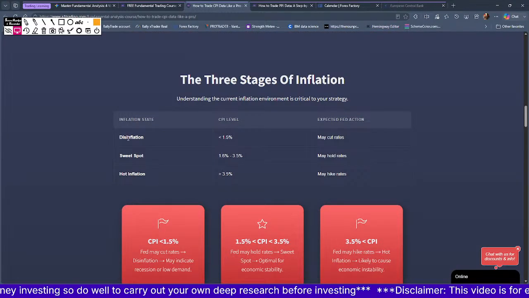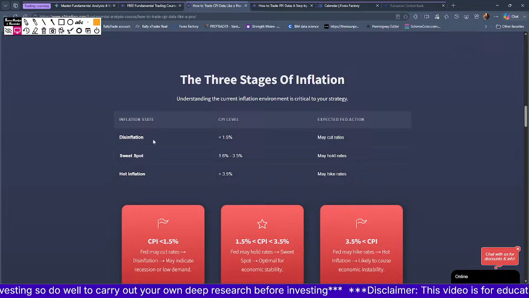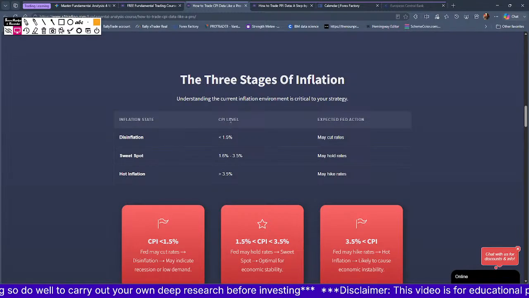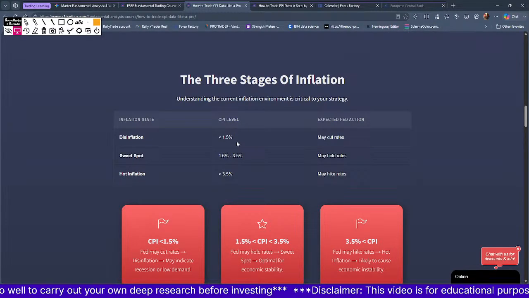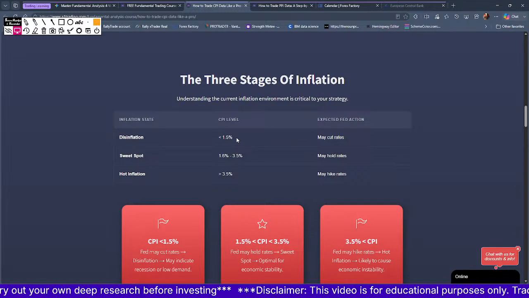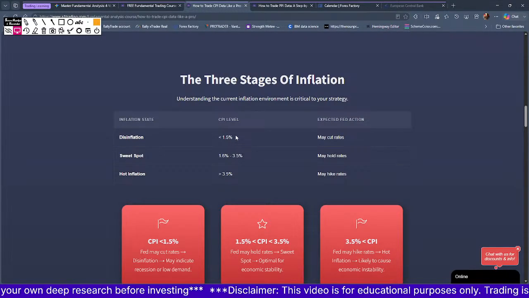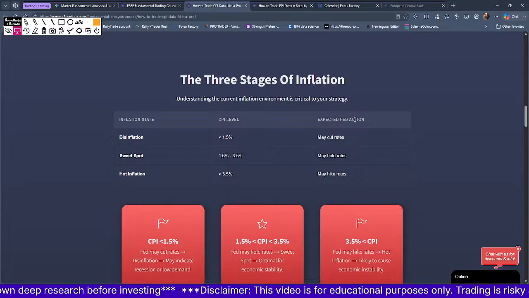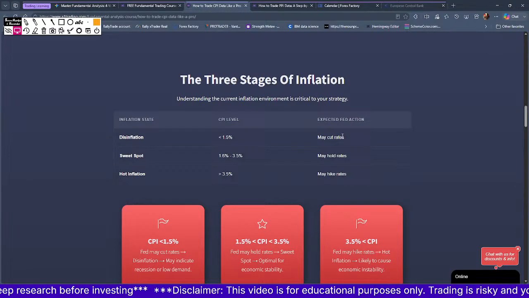Now we have the first one, called deflation, disinflation, meaning the CPI level is less than 1.5%. Now, when the CPI level is less than 1.5%, if the central bank's target is 2%, right? The expected Fed action is that they may cut rates.